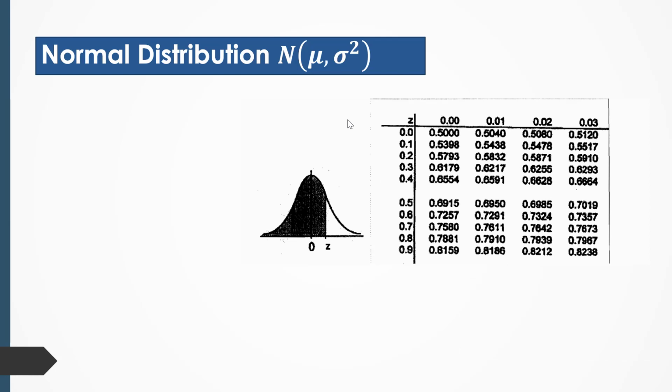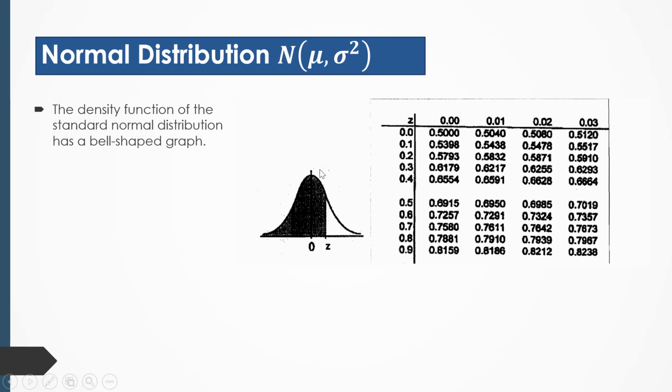Now we learn how to compute probability in normal distribution. The density function of the standard normal distribution has a bell-shaped graph. You can look at this. This is a bell shape. It's symmetric, centered at 0, and unimodal. That means we have a unique mode. The shaded area represents the probability that Z is less than or equal to little z.